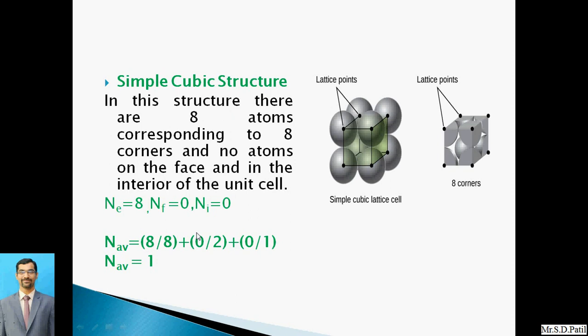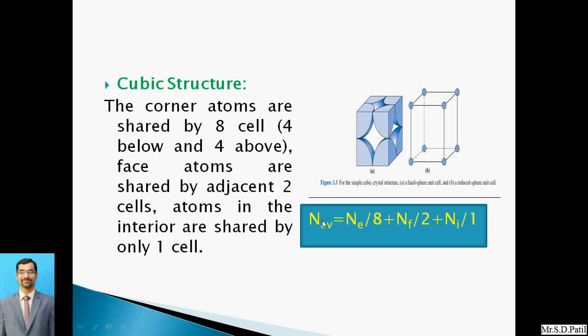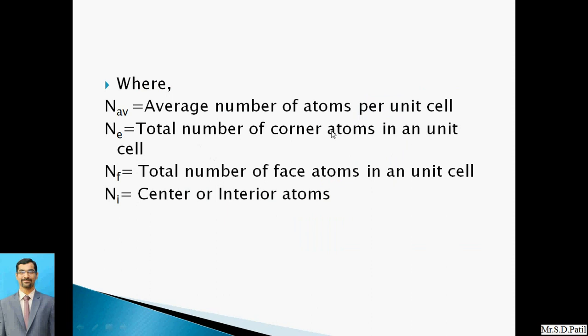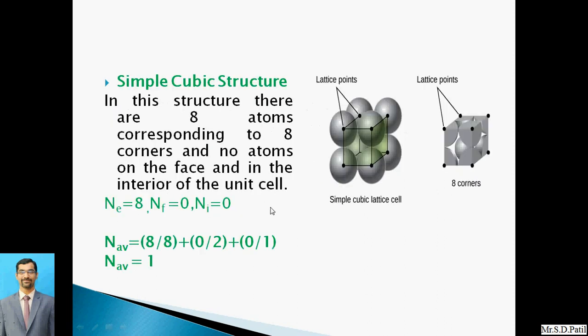So when we want to calculate the average number of atoms per unit cell, the formula has been mentioned here. NaV is equal to Nc by 8 plus Nf by 2 plus Ni by 1. The 8, 2 and 1 terms are constants, so there is no need to change them, but the terms Nc, Nf and Ni may vary. Nc is the total number of corner atoms in a unit cell. Then Nf is the total number of face atoms in a unit cell, and Ni is the center or interior atoms.